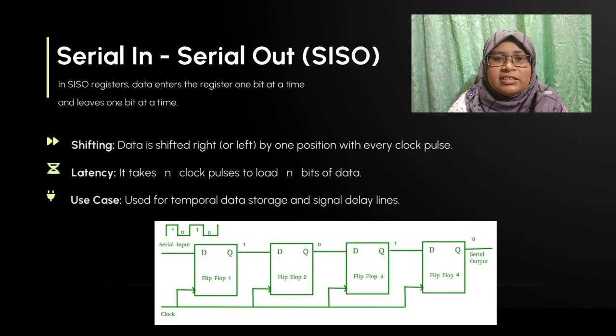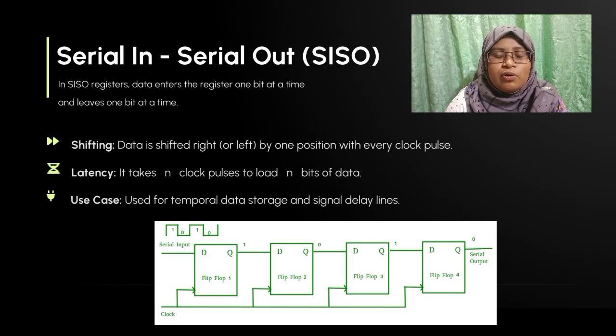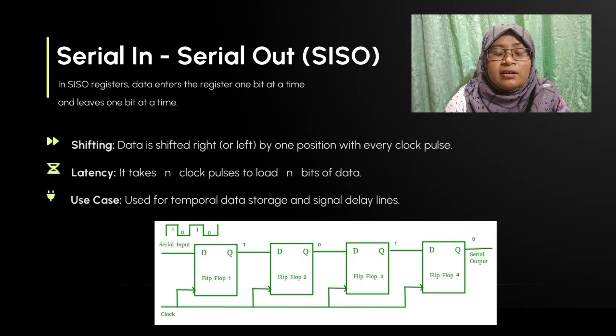Now I will explain the first type, which is serial in, serial out. In this type of register, data enters 1 bit at a time and also comes out 1 bit at a time. With each clock pulse, the data shifts 1 position forward. Because of this step-by-step movement, it needs more time. For example, if you want to store 4 bits, it will take 4 clock pulses. It is mainly used for temporary storage and signal delay purposes. So it's a slow but very controlled way of sending data. Now our next teammate will explain more.